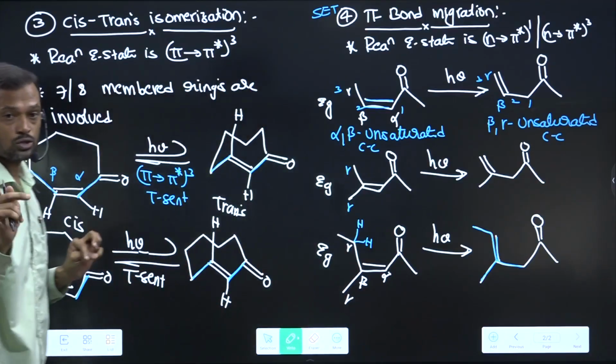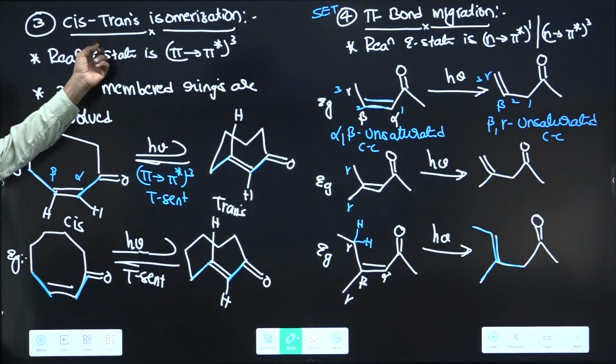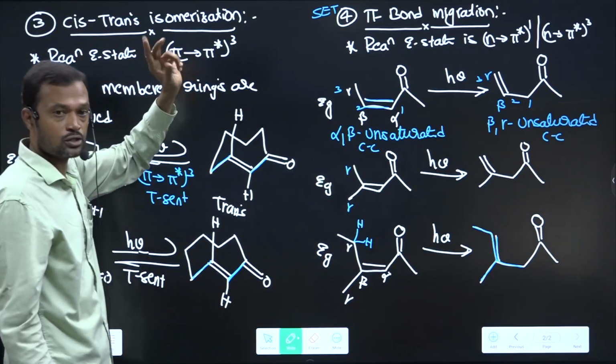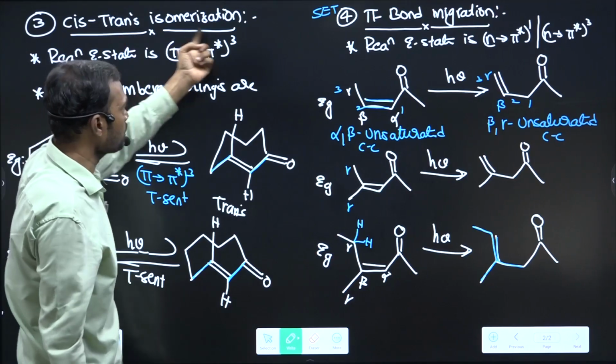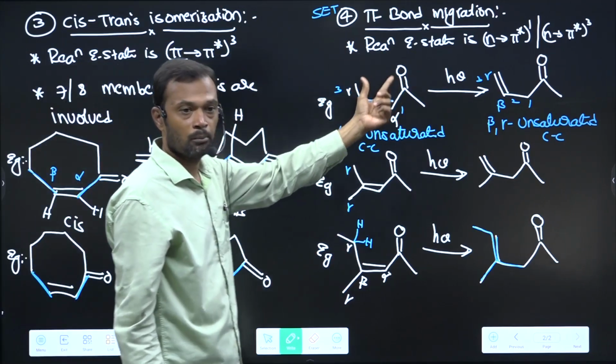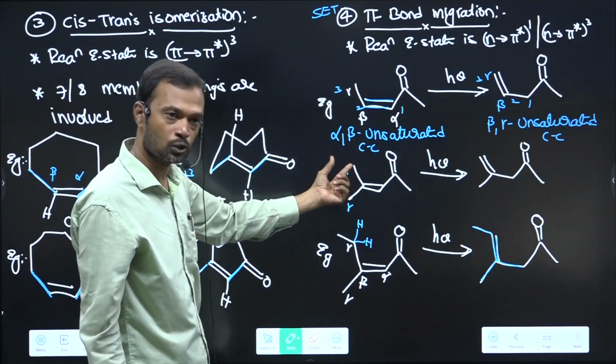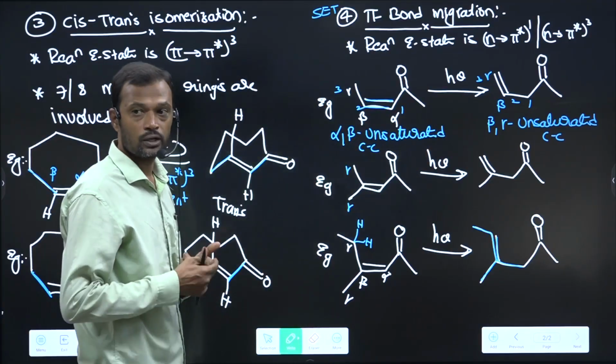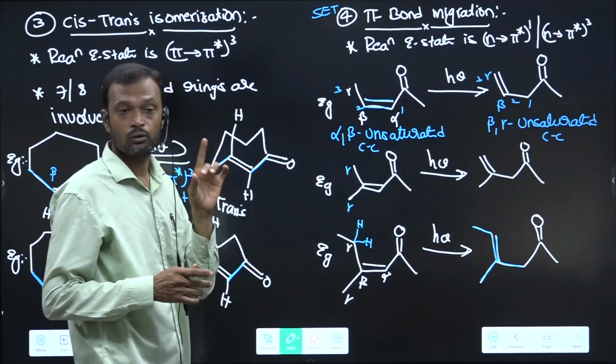Statement wise, any question comes from cis-trans isomerism, even stereochemistry of olefin. Photochemistry of olefin, stereochemistry of olefin, cis-trans isomerism, and one more is pi bond migration. Pi bond migrates from the alpha beta position to beta gamma. What is the requirement? Gamma carbon with hydrogen.